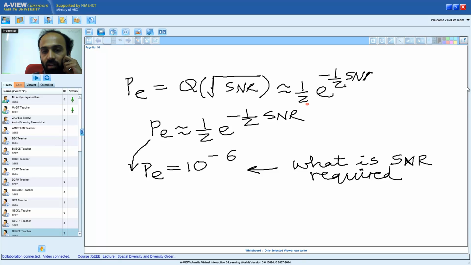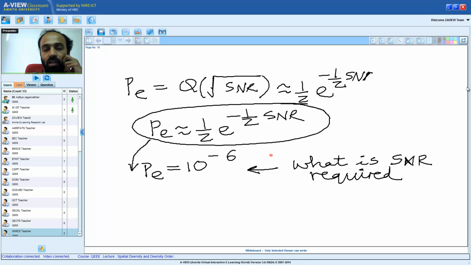P equals half e to the power of minus half SNR. Let us use this expression. If my desired probability of error is 10 to the power of minus 6, what is the SNR that is required for this communication? Can someone prompt the answer to me? Can anyone prompt me on chat? What is the answer to this question?